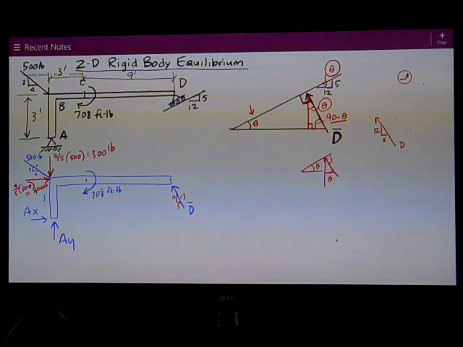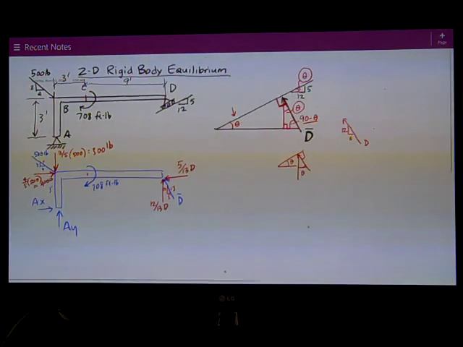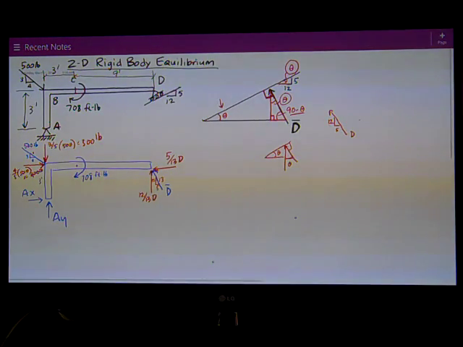I do the same thing with the force at D. Get an x and a y component. The horizontal is 5/13 of D. The vertical is 12/13 of D. Now I'm ready to just start doing some math. And I want some moments about point A, so I can just solve for one unknown, the force at D.